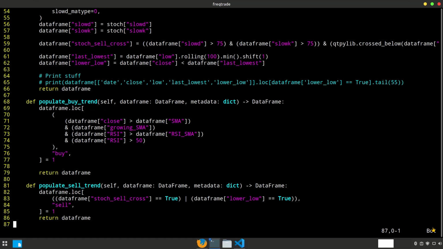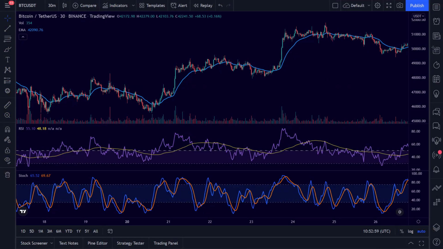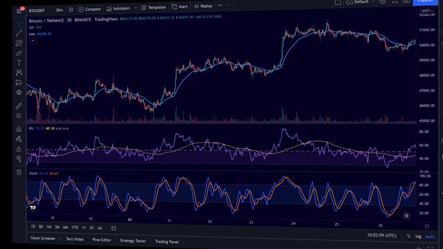So if I use these on the chart, it looks like this. For buying, the signal has to be when the close price is above the simple moving average, the growing SMA value is equal to true, so there must be a rising SMA, and the RSI is higher than the RSI simple moving average, and finally it should be above the 50 level. And selling happens when the Stochastics cross is above the 75 level or the price gets below the last lowest candle. So now that I know all this, let's backtest this strategy over all the available time periods and let's see if the intended 30-minute time frame is the most profitable one.